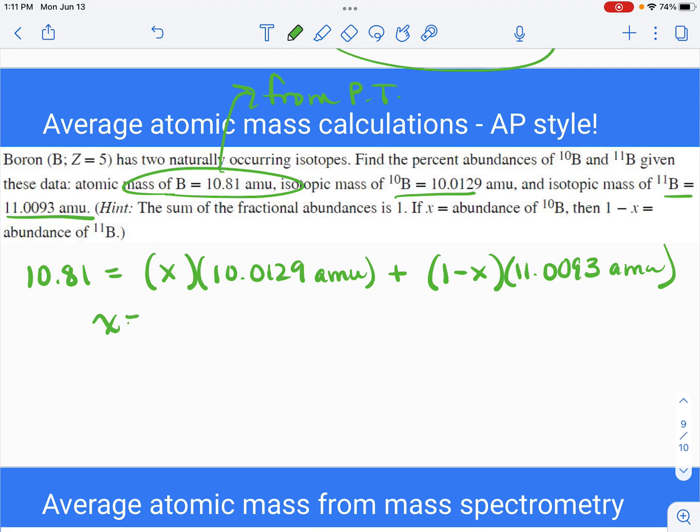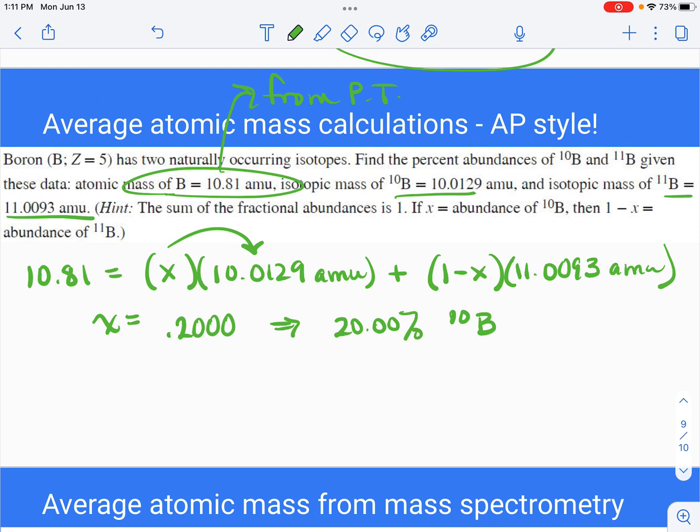Okay, so you should have solved for X at this point, and you should have gotten that X was 0.2000, which then translates to 20.00% of whichever isotope X was attached to, which is the 10.0129. So this would be the boron 10.